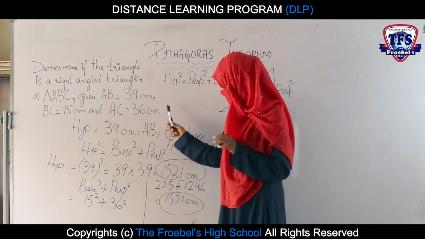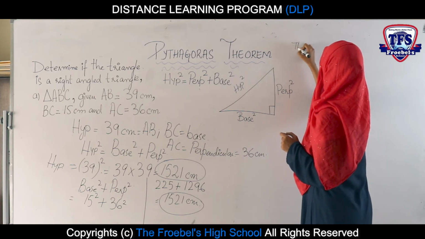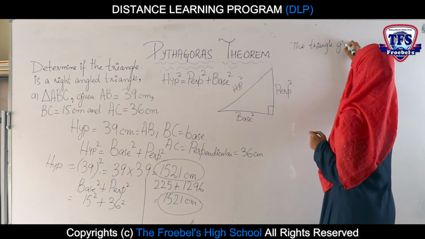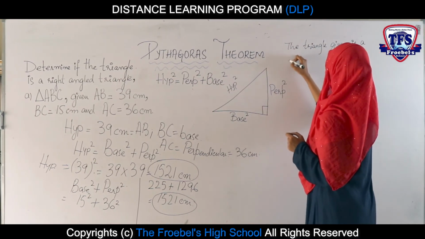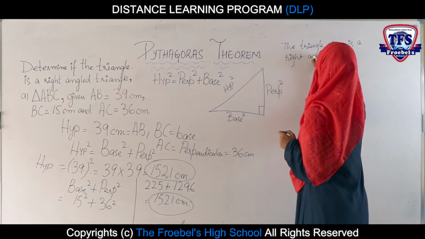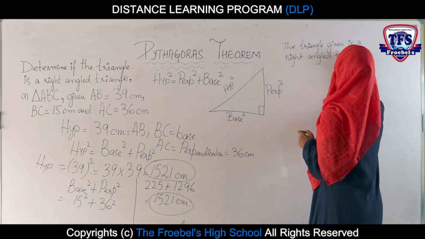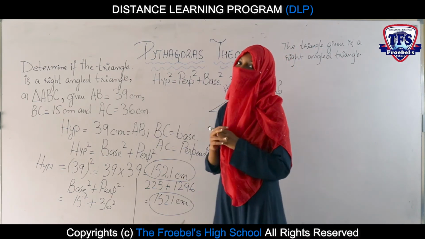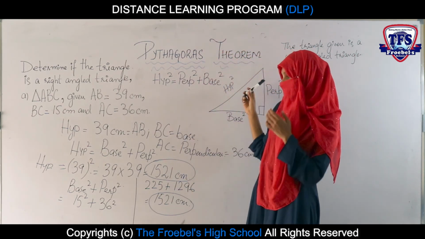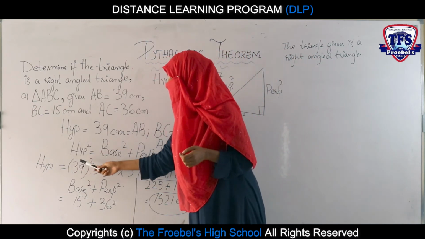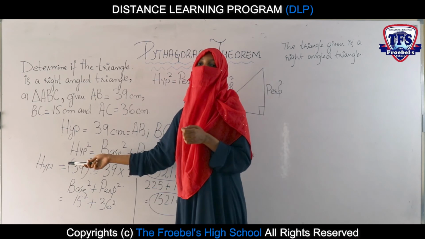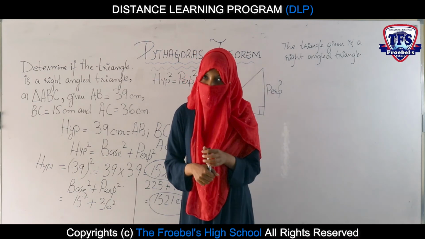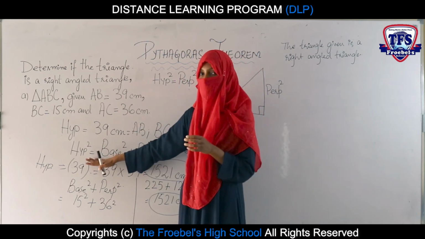So at the end you can write that the triangle given is a right angle triangle. And if they ask you about the reason, you can easily tell that the triangle is a right angle triangle because the longest side we have considered as the hypotenuse, and the square of the hypotenuse is equal to the sum of the squares of the base and the perpendicular, which fulfills the definition of a right angle triangle, and it proves the converse of the Pythagoras theorem as well.